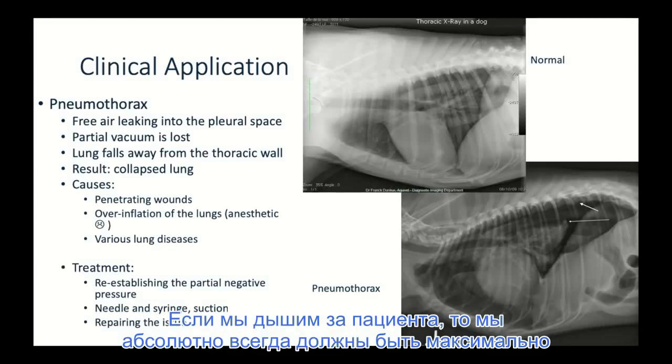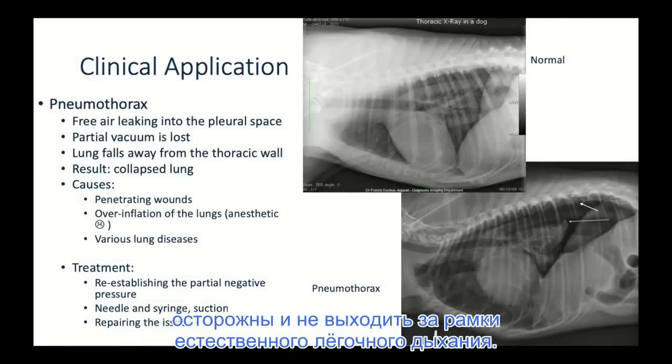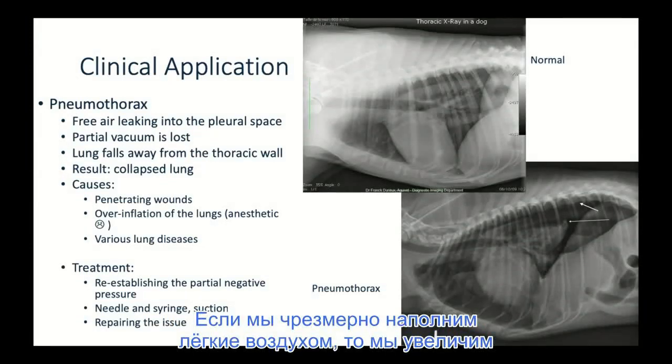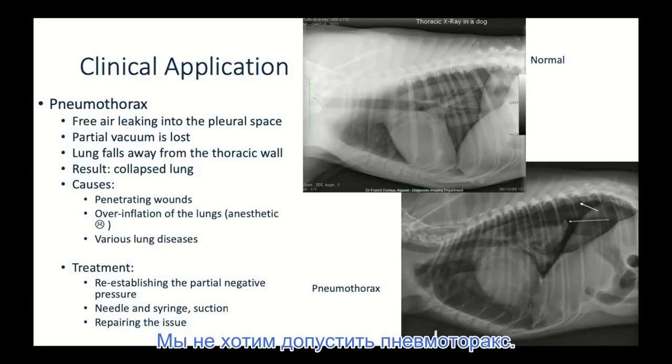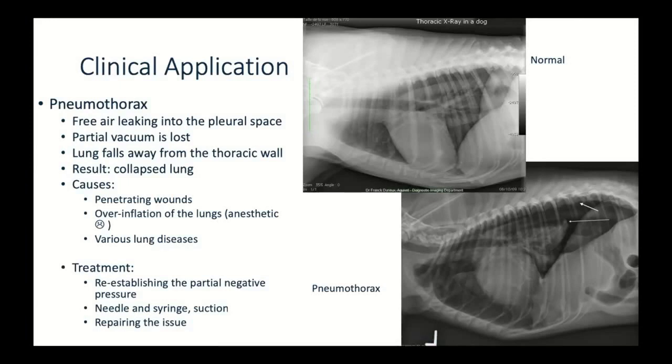When we give breaths to a patient, we always, always, always have to be extremely careful to stay within the natural pressures of the lungs. If we overinflate the lungs and increase the amount of pressure in the lungs, then we can cause a rupture in the lungs, and this will cause pneumothorax. Okay, we do not want to be the cause of pneumothorax. It can be a long road for recovery, so that's something to always keep in mind.